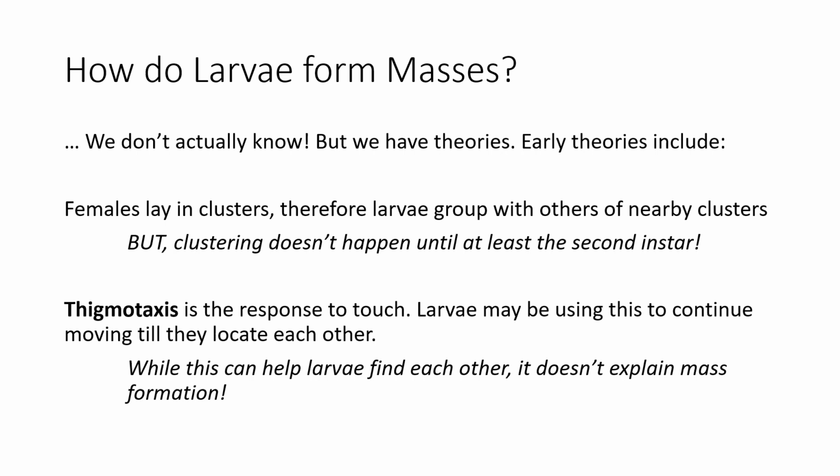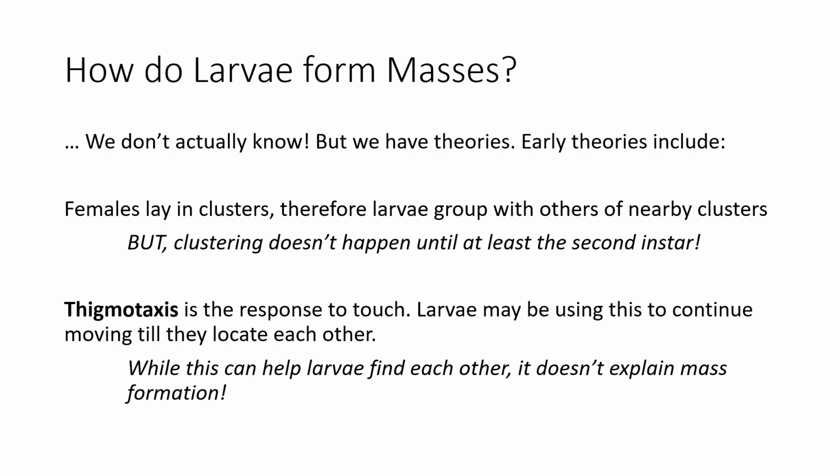So the way that larvae actually form masses is more or less unknown. It is something that we can observe to happen, but we don't have the actual foundation to say exactly what is going on. And so there's a couple different ideas. So one is that females lay in clusters, and therefore the larvae will just emerge and hang out by their cluster. However, when you look at a carcass and you have first instar larvae, they actually don't form a maggot mass in that first instar. They actually start moving all around the resource.